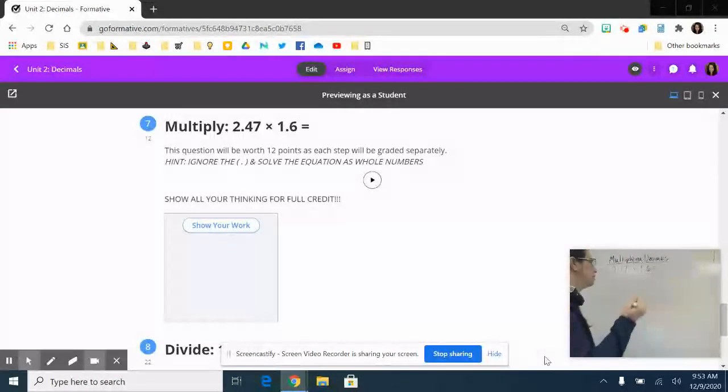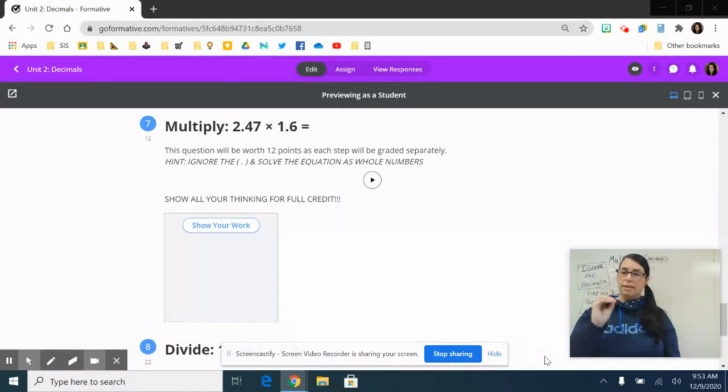You must ignore the decimal. Ignore the decimals and line up the place values. That is different from addition and subtraction, because addition and subtraction lines up both.